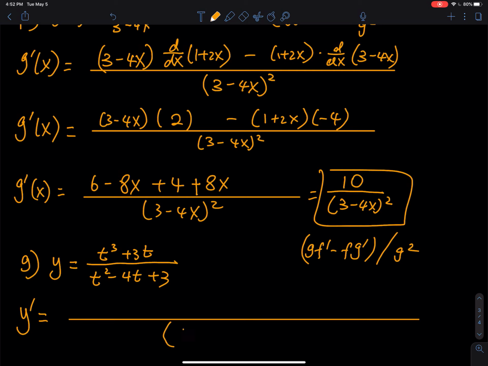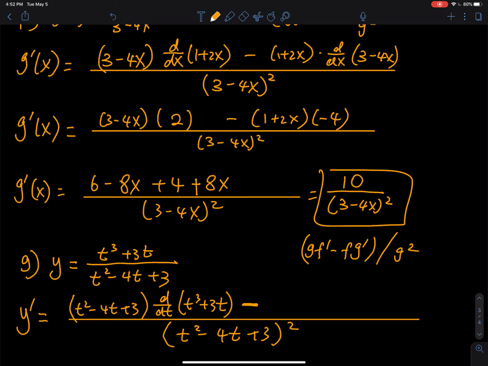So we immediately square the denominator. All right, and then g f prime, so we copy the denominator, and then we take the derivative of the top, minus, quotient rule is always minus, and then we copy the top, times the derivative of the denominator. All right, that's the setup.